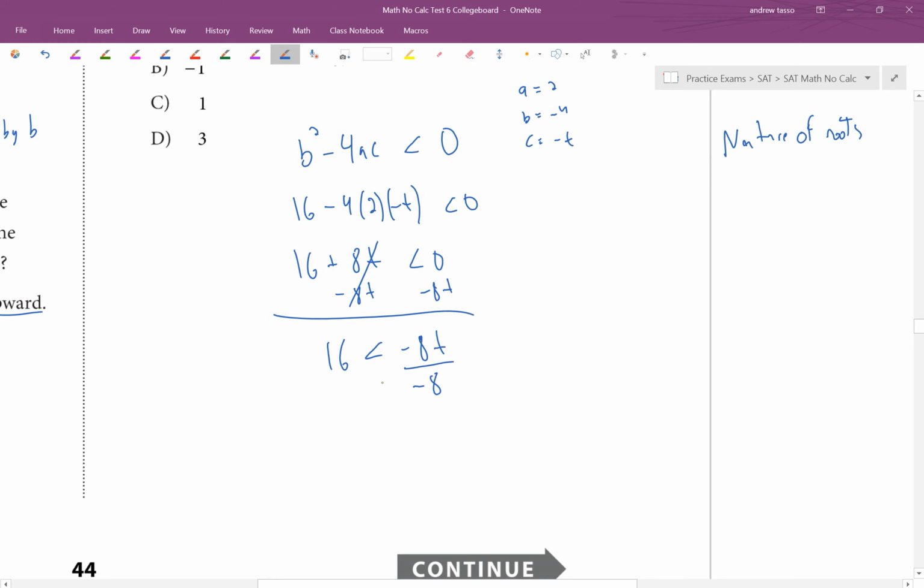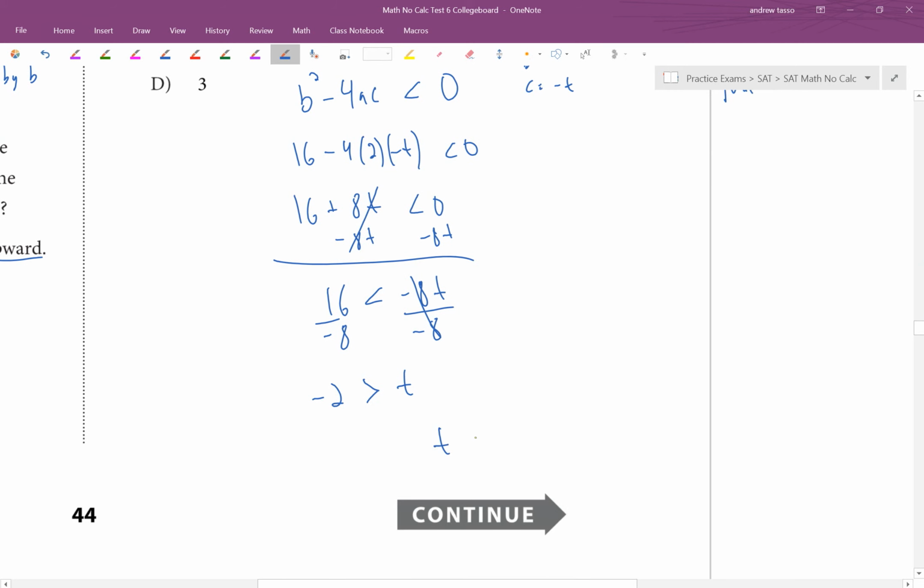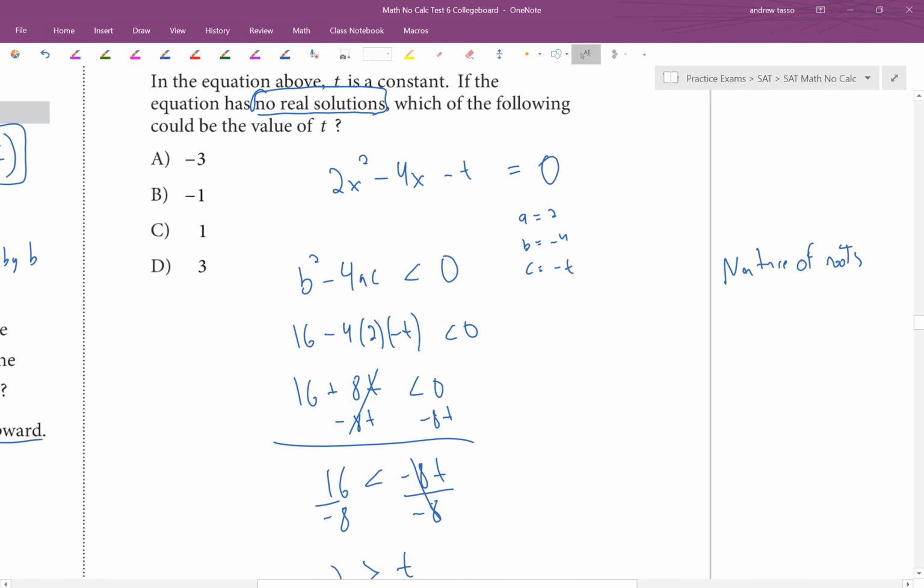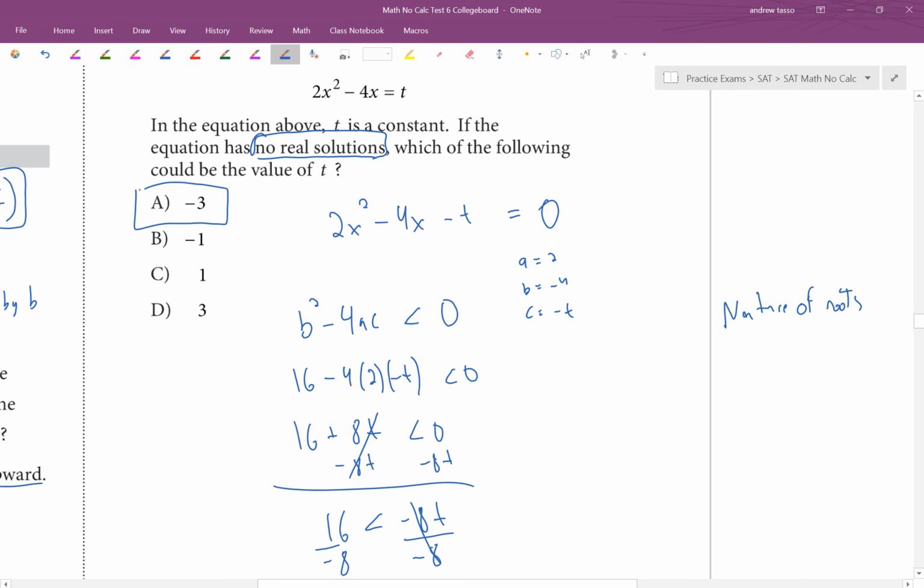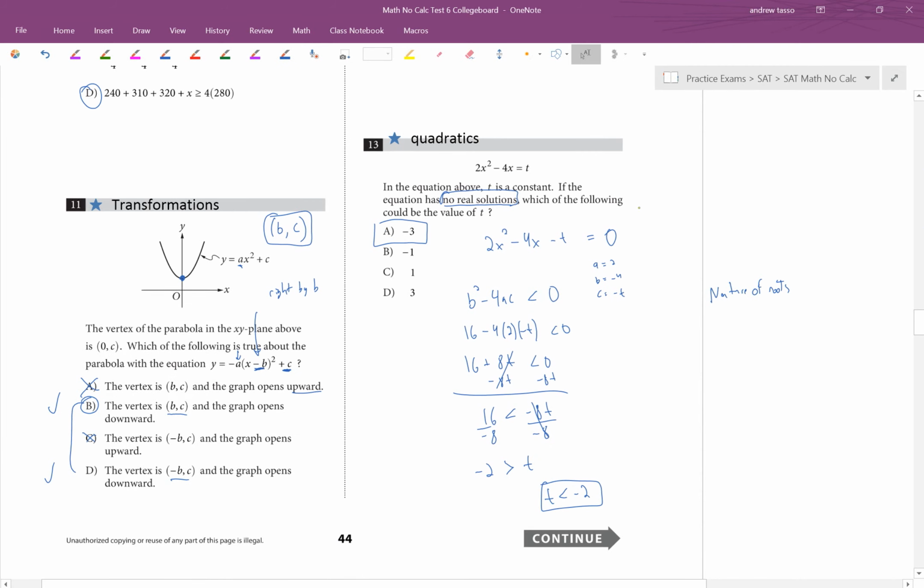Divide by negative 8, and we find that negative 2 is less. Oh, and when we divide by a negative, of course, we have to switch the inequality sign. Then at this point, we can pancake this inequality so that the point still goes towards the t. So this reads t is less than negative 2. The only choice less than negative 2 is negative 3. That's the one that satisfies the requirement that the roots have to be imaginary.